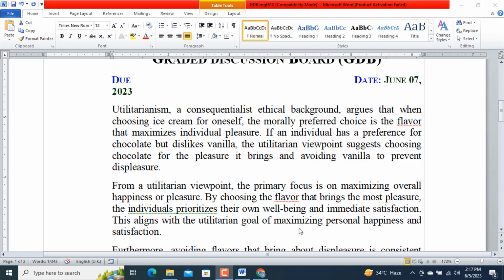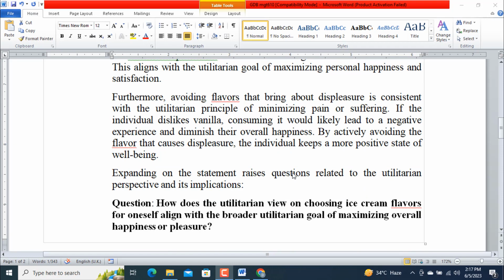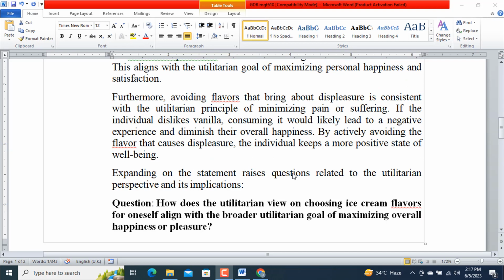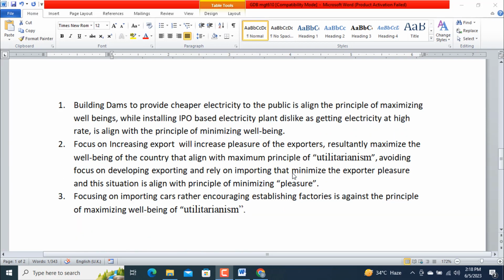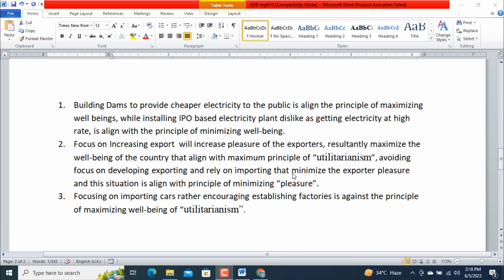So keeping this scenario in your mind, you are going to be asked to expand on a broader level, at country level or at world level. Okay, how are you going to apply this utilitarian principle of ethics in your life? I am just giving you an idea about this, so you can get it from your surroundings as well.